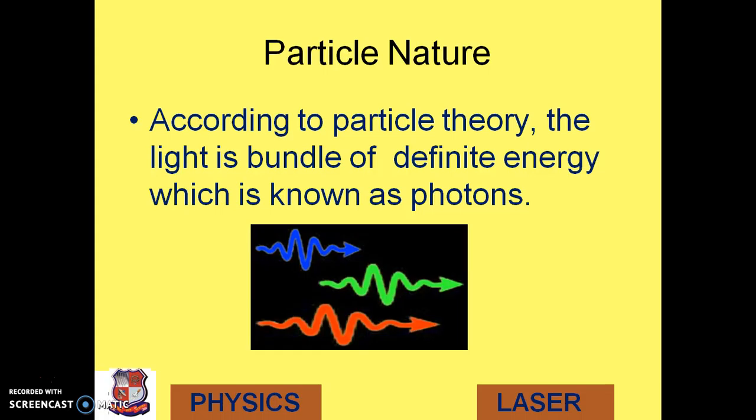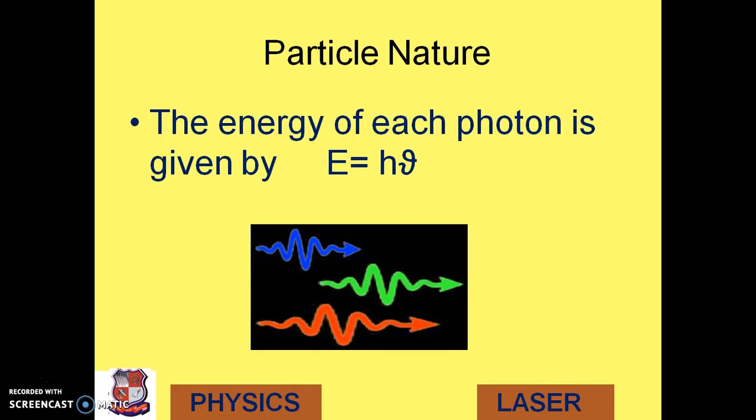According to the particle theory, light is a bundle of definite energy known as photons, and the energy of an individual photon is given by E = h nu, where E is the energy, h is the Planck constant, and nu is the frequency. The Planck constant has the value 6.625 x 10^-34 joule-second.